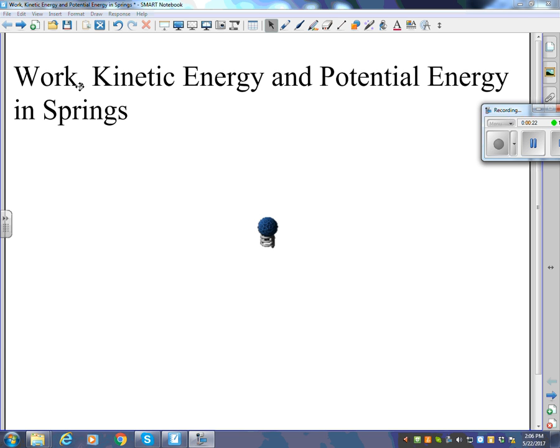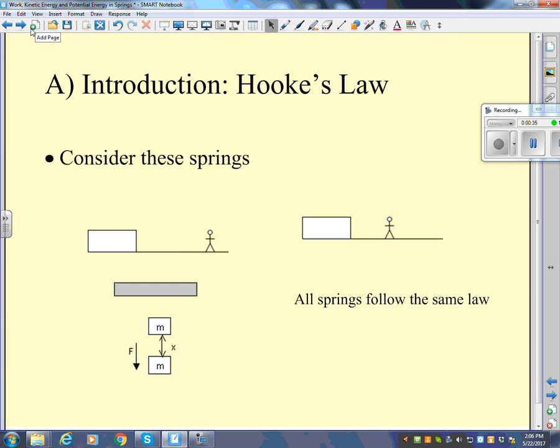So we've already looked at kinetic energy and potential energy, and now we're going to relate all three things: work, kinetic energy, and potential energy in springs. An introduction here: something called Hooke's Law, and we're going to do a lab on Hooke's Law when I return, so that's coming up. It's a relatively straightforward one.